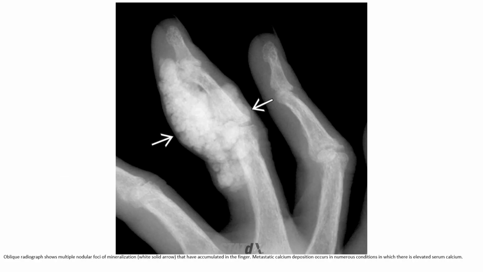Oblique radiographs show multiple nodular foci of mineralization that have accumulated in the finger. Metastatic calcium deposits occur in numerous conditions in which there is elevated serum calcium.